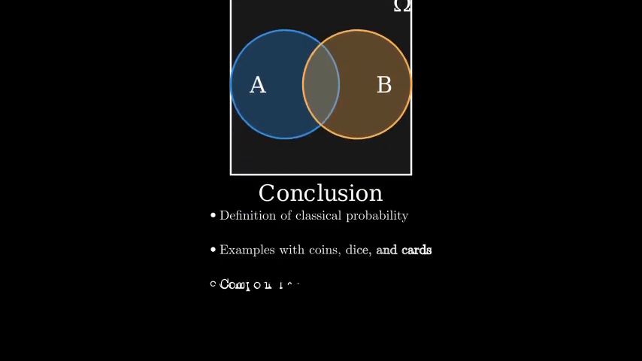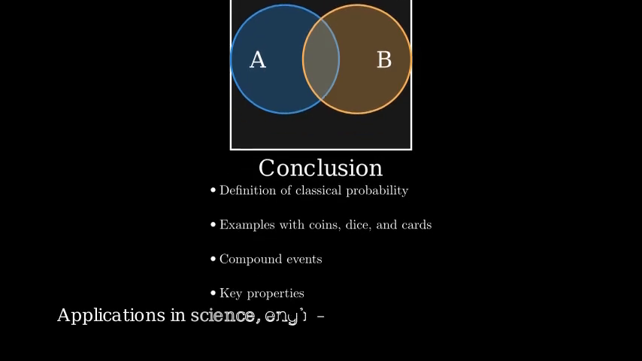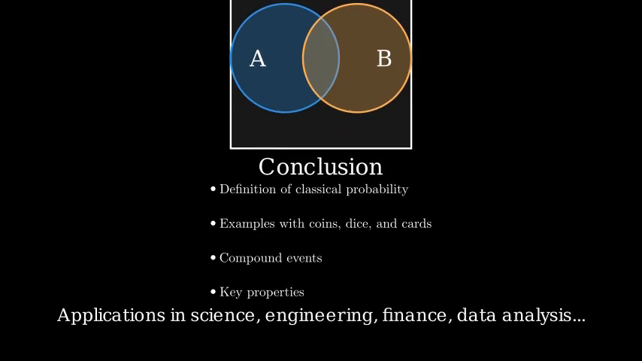We've covered the definition of classical probability, examined simple examples with coins, dice, and cards, explored a compound event involving multiple draws, and reviewed the fundamental properties of probability. These concepts form the foundation for more advanced topics in probability and statistics, with applications in fields ranging from science and engineering to finance and data analysis.